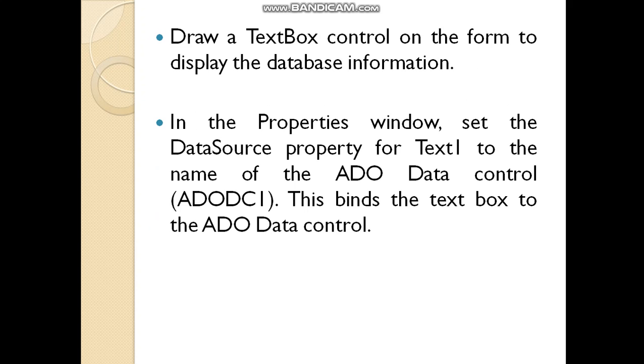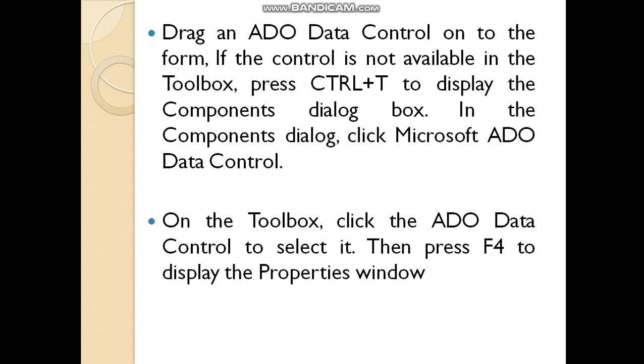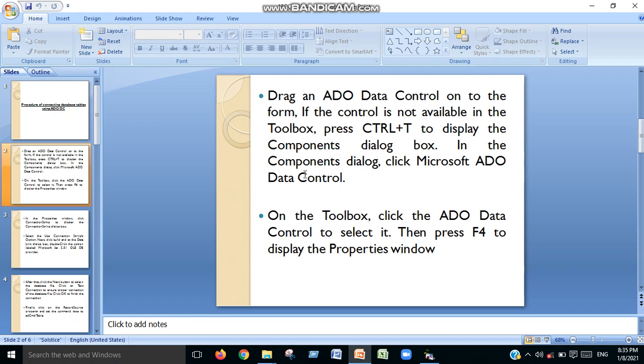Then draw a text box. If the table has one field, we draw only one text box. If the table has two or three fields, we draw text boxes as per the number of fields available in the table. And we have to set the data source property. Now I will show you how to connect the tables using this ADO data control.